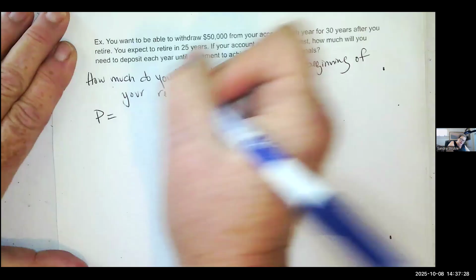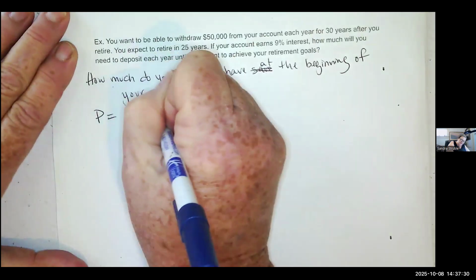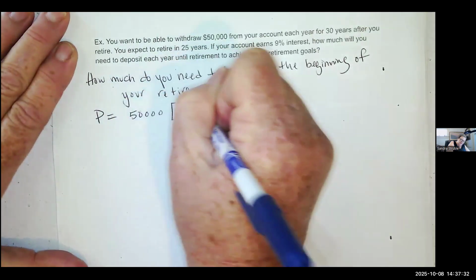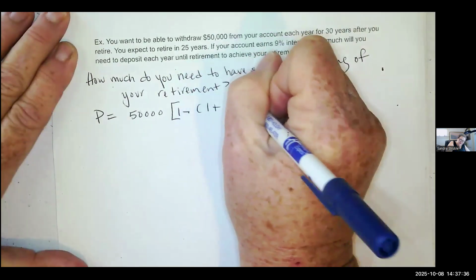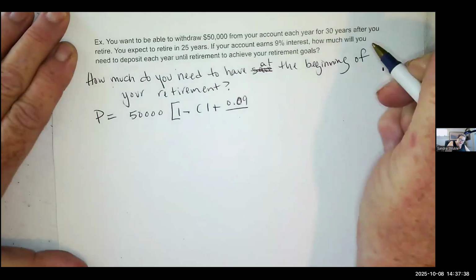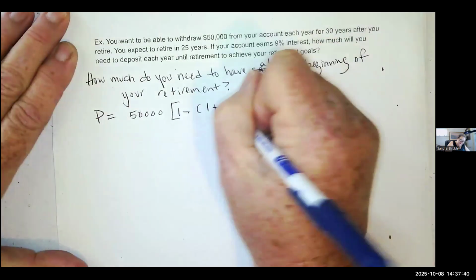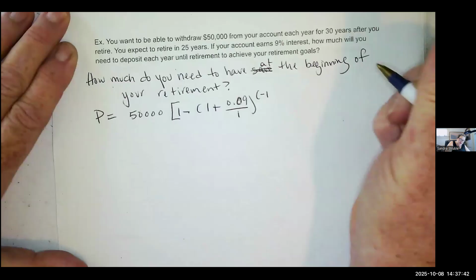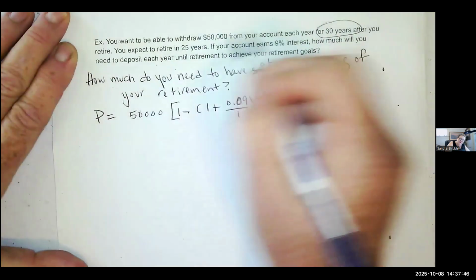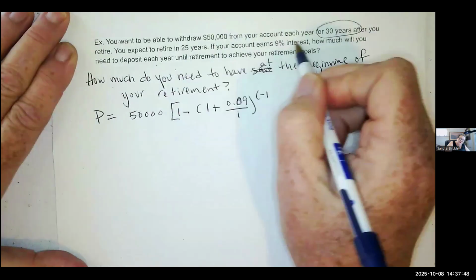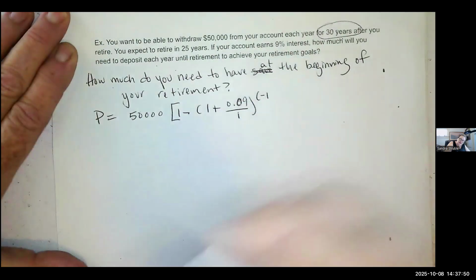Okay, we know we want to withdraw 50,000. Interest rate is 9%. And we're going to withdraw it per year. We're going to withdraw it for 30 years. Be careful here. We've got two different years happening. This one we want to be able to withdraw for 30 years. That's the payout annuity. So times 30.